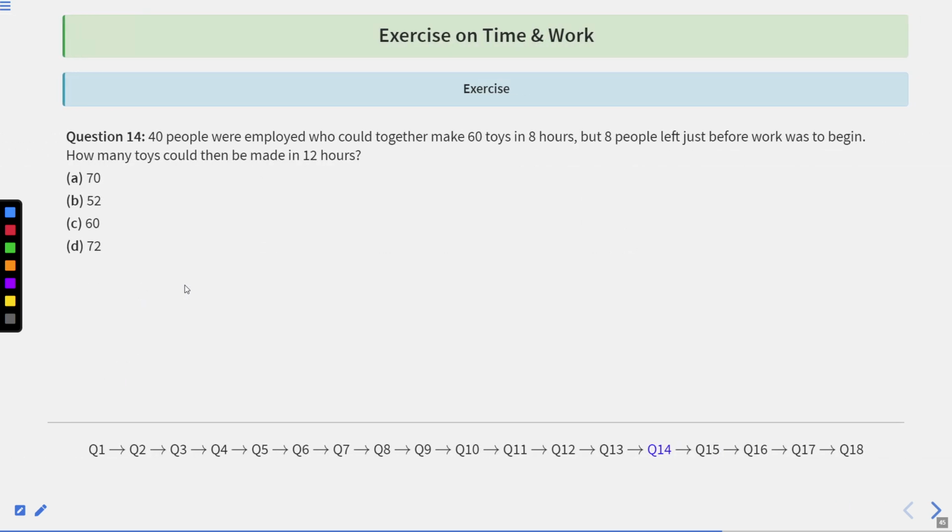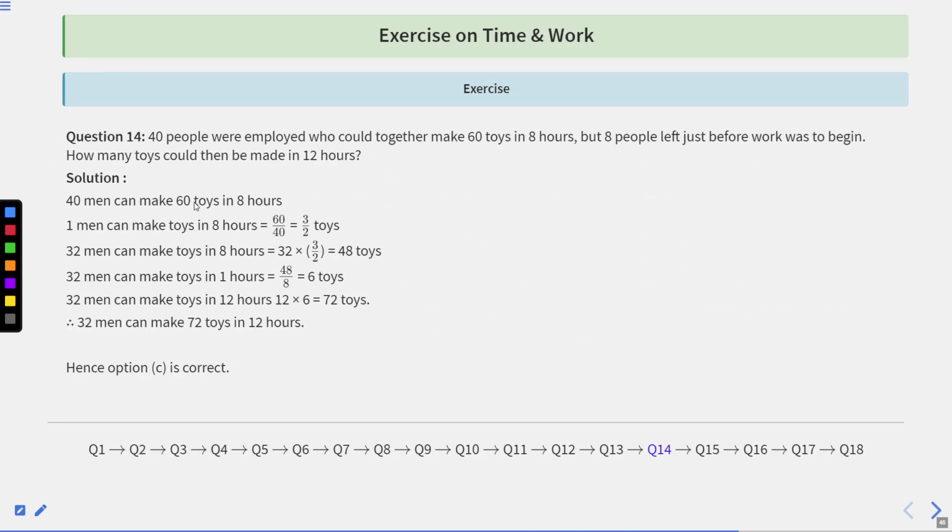Question number 14. 40 people were employed who could together make 60 toys in 8 hours. But 8 people left just before work was to begin. How many toys could then be made in 12 hours?